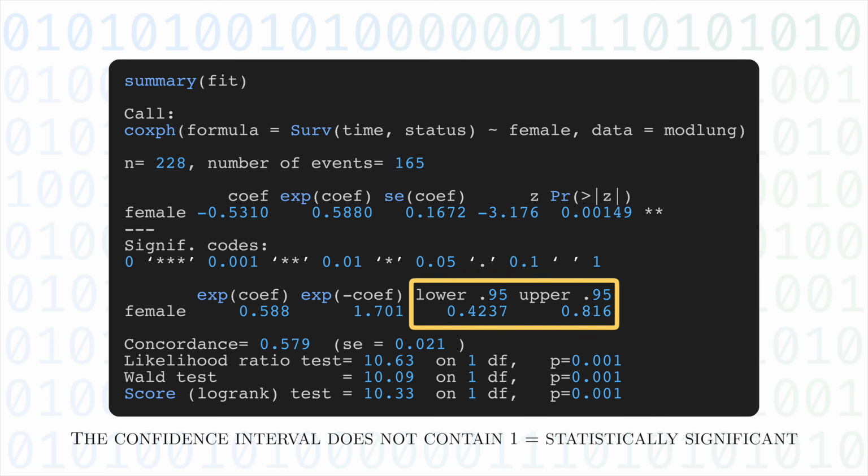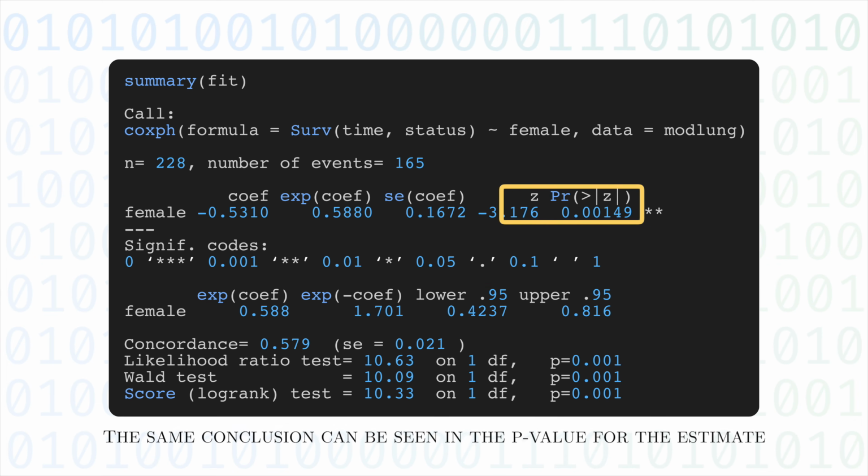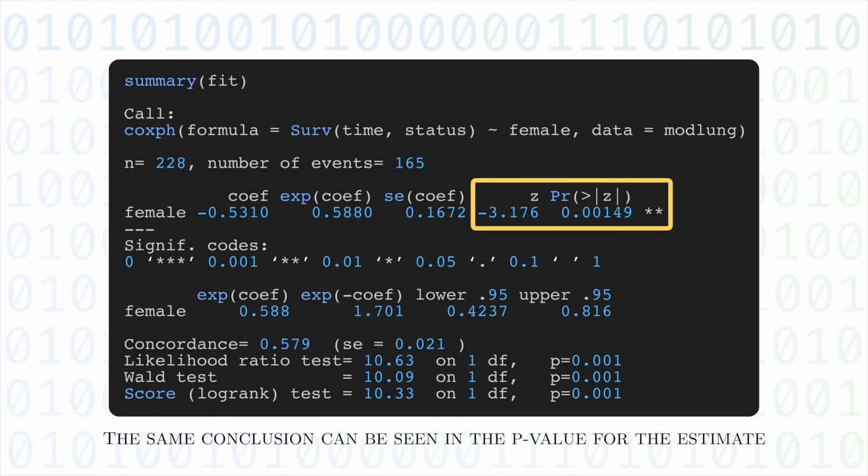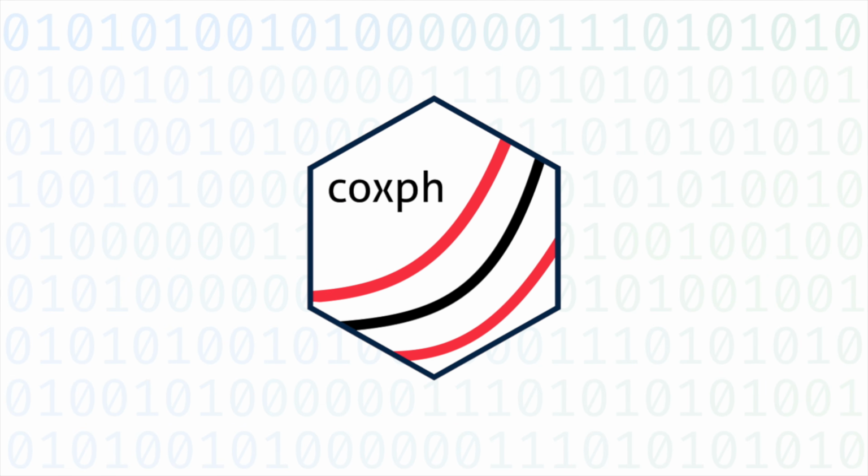The 95% confidence interval does not contain one, so this result is statistically significant. We can see the same conclusion in the z-score for the coefficient, where the corresponding p-value is much less than 5%. That was 2 minutes of proportional hazards model.